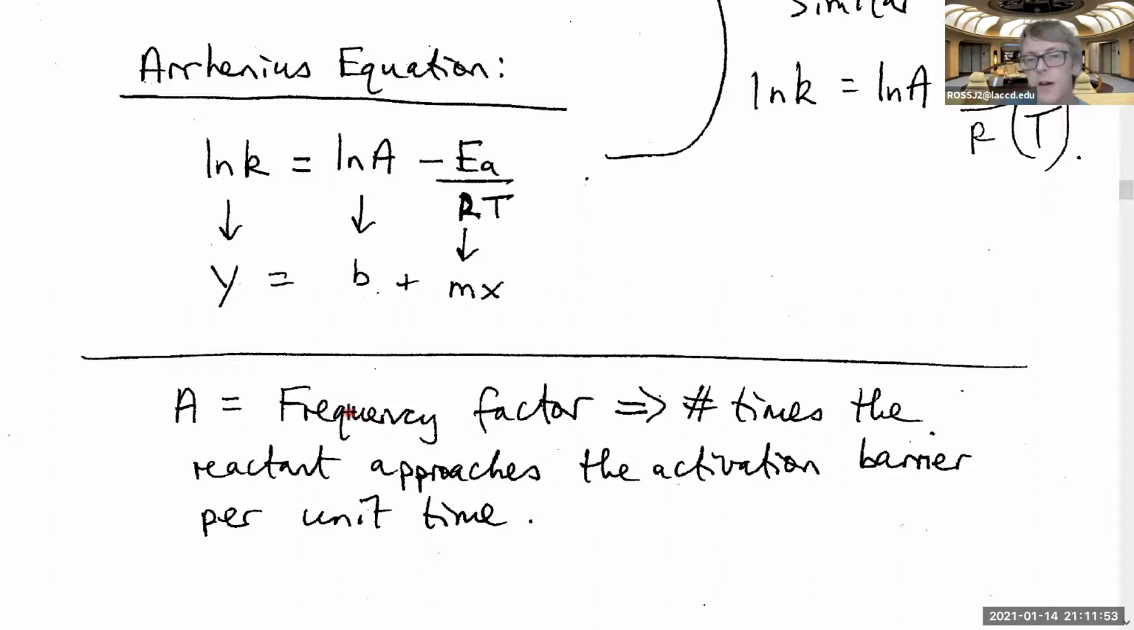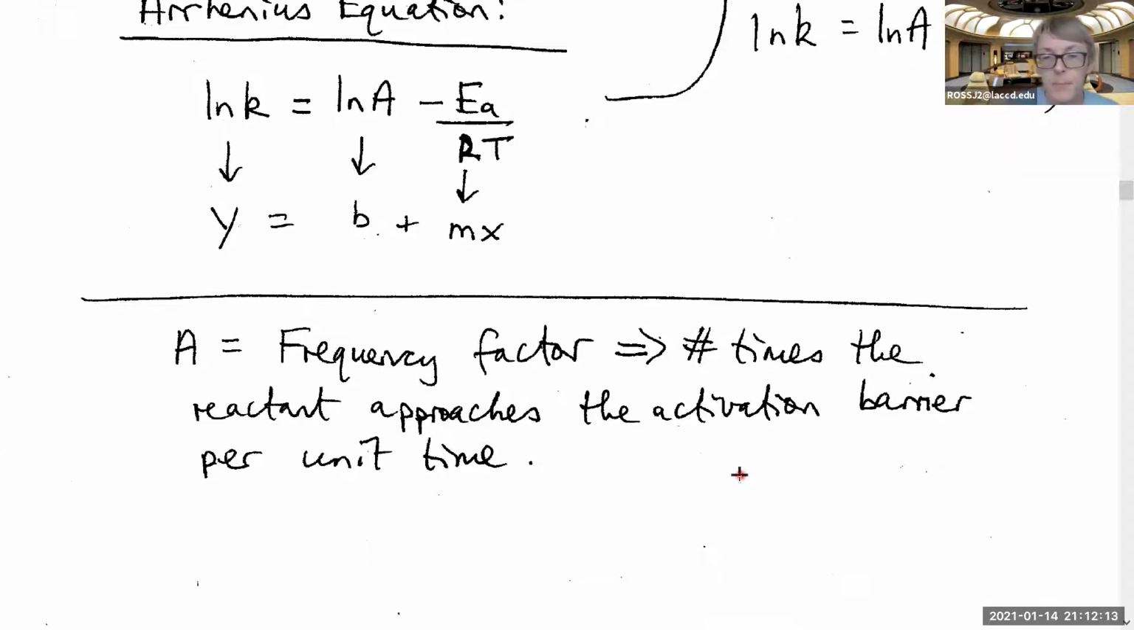It's specific for certain chemical, and it basically tells us the number of times the reactant approaches the activation barrier per unit time. So this is a concrete way to think of frequency or energy. You can think of it in terms of this if you like.